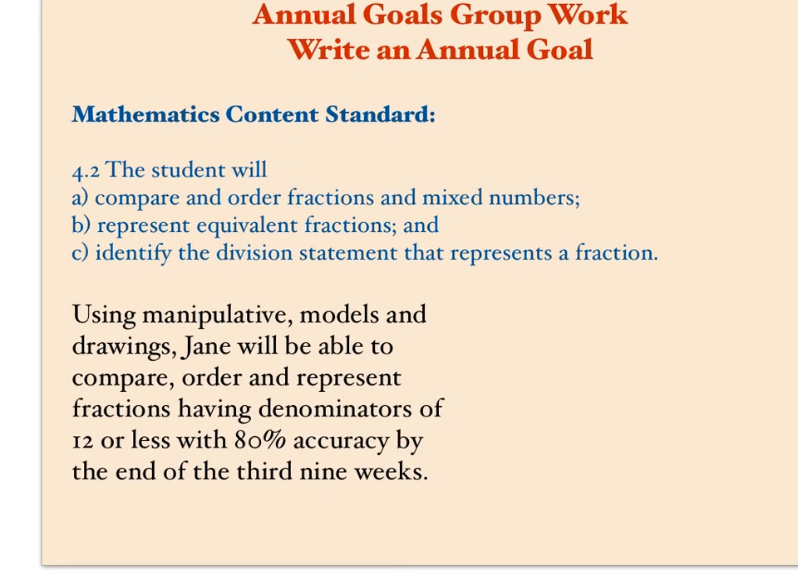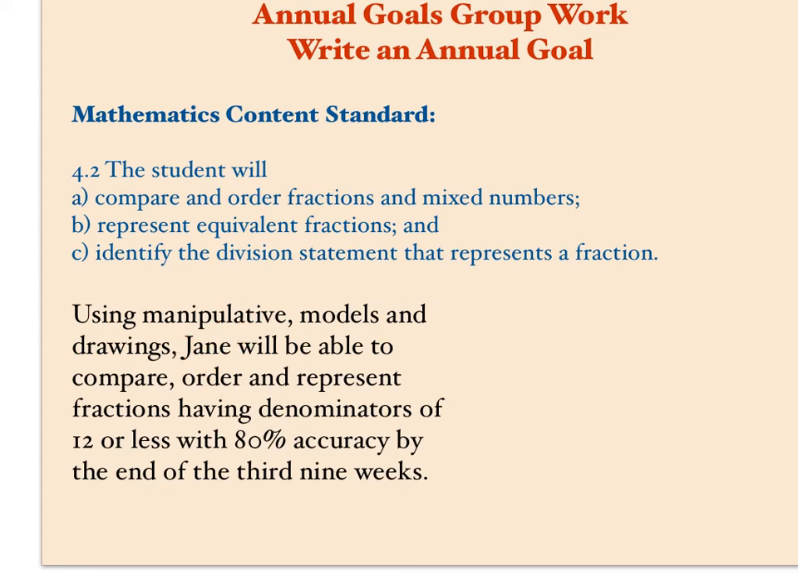And from those standards that we just took a look at, we can now write these objectives. Using manipulatives, models, and drawings, Jane will be able to compare, order, and represent fractions having denominators of 12 or less with 80% accuracy at the end of the third 9 weeks. So again, these are the materials that she's using: manipulatives, models, and drawings. That's what we've been teaching her in the class.